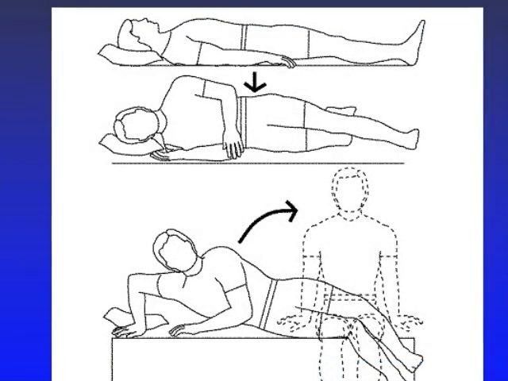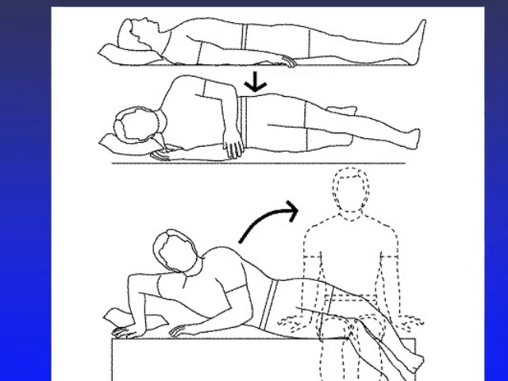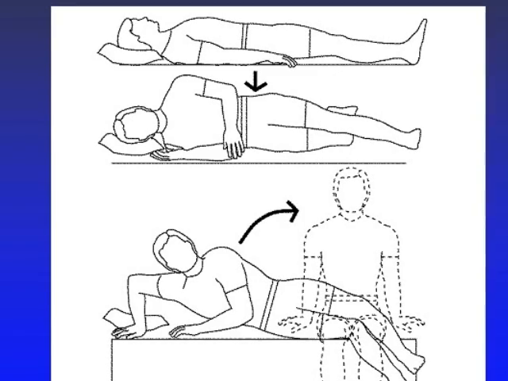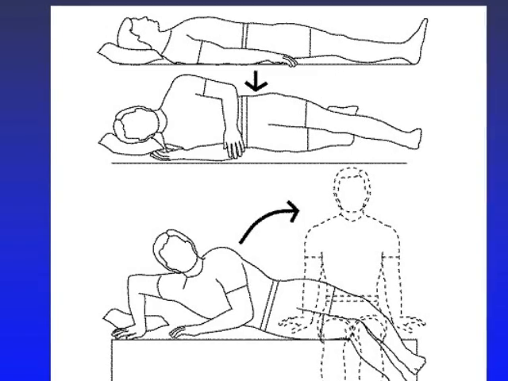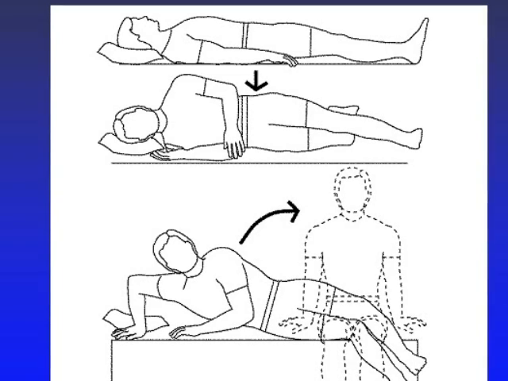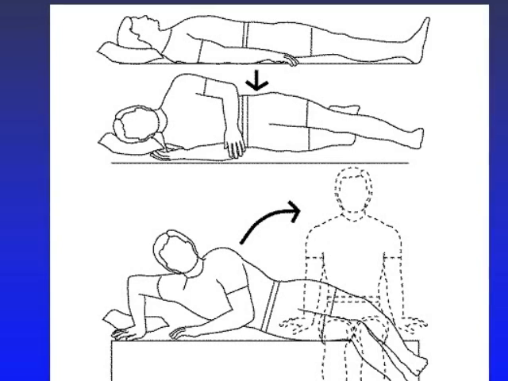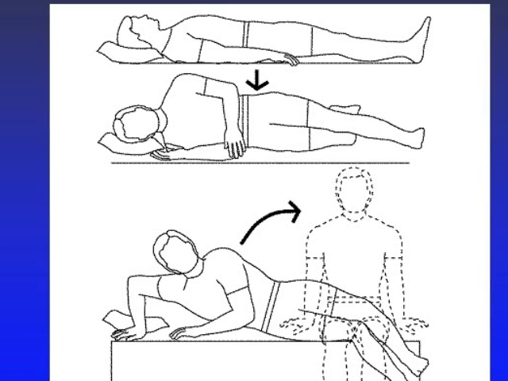When getting in and out of bed, try to use this technique. Slide yourself to the edge of the bed, then try to roll on your side. Push yourself up with your arms while letting your legs off the side of the bed at the same time. And just reverse the process to try to get back into bed.